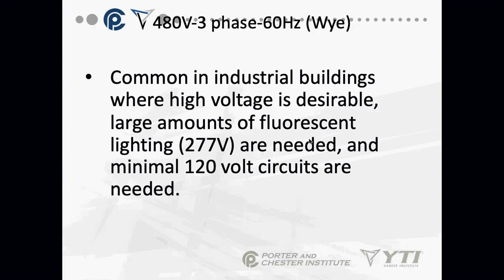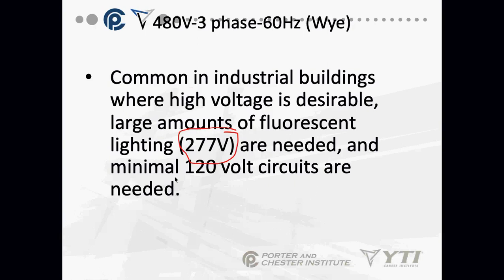My 480 volt is common in industrial environments where I have to have higher voltages and also where I have large amounts of fluorescent lighting. Some of the fluorescent lighting in large commercial buildings is not 120 volts. It's going to be 277 volts. So if someone ever tells you, oh, you can just grab voltage from the lighting circuit to run that air conditioner, don't do it without checking it. Don't do it, period, because it's not quite legal. But you might have 277 volts on the circuit.